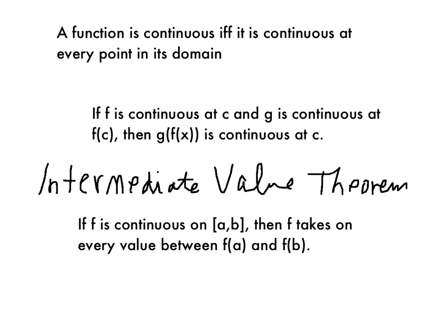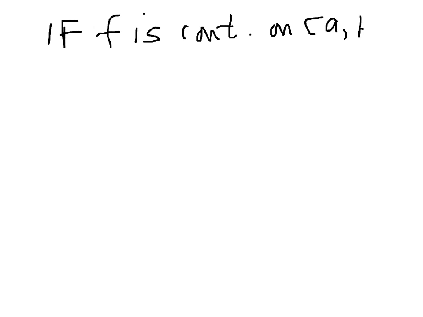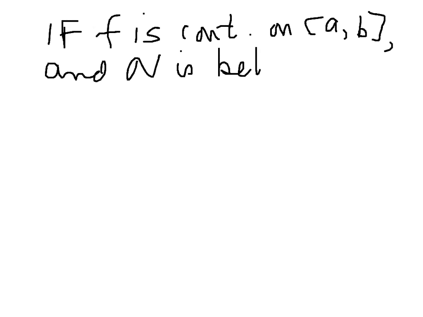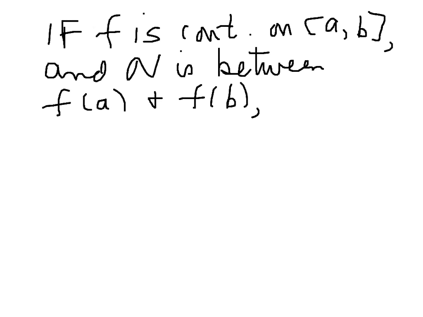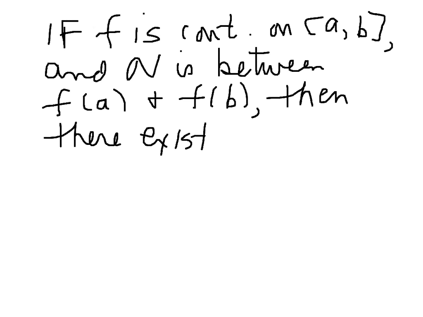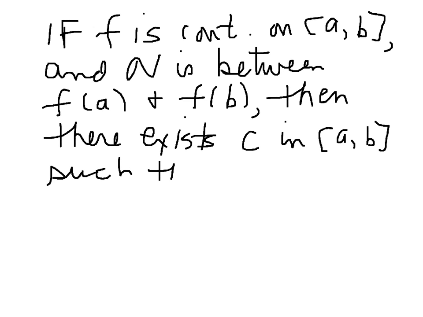Another way to look at that is the following. If f is continuous on the interval a to b, and n is between f of a and f of b, then there exists at least one value c in the interval a comma b such that f of c is equal to n. That's a more interesting way of stating that same result.